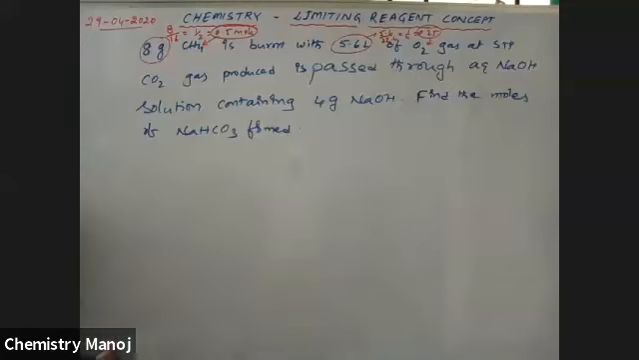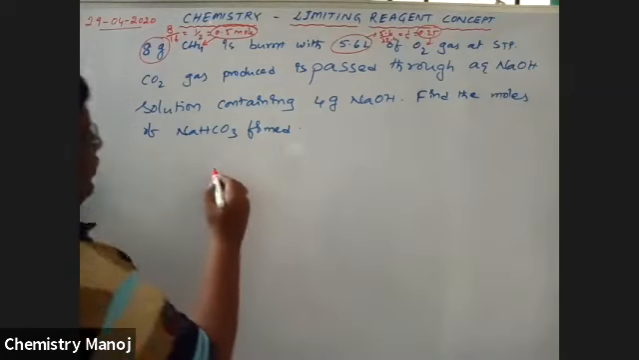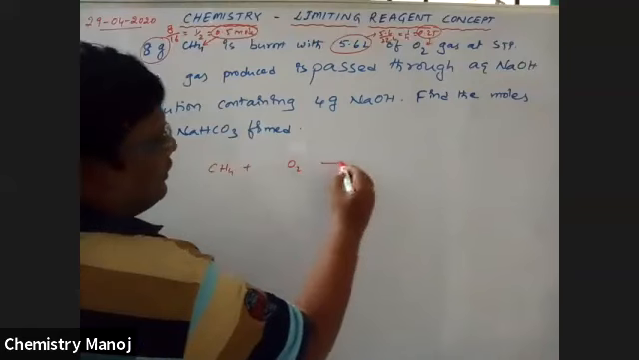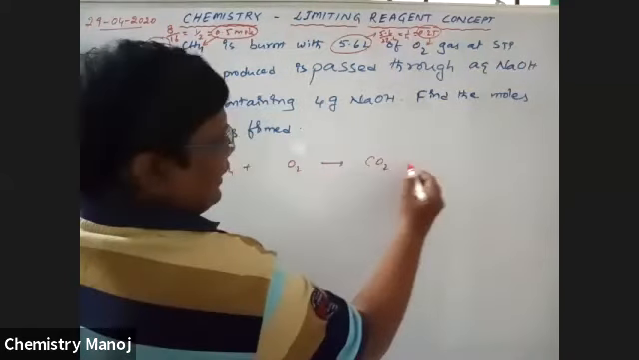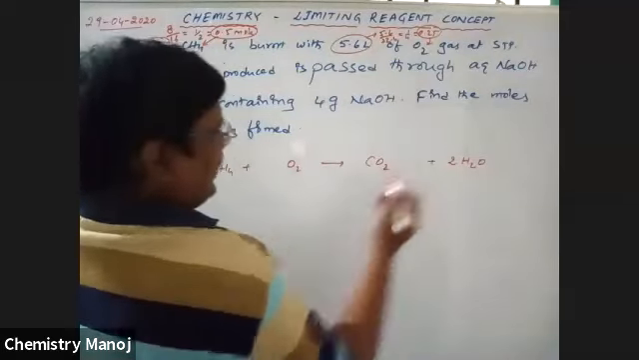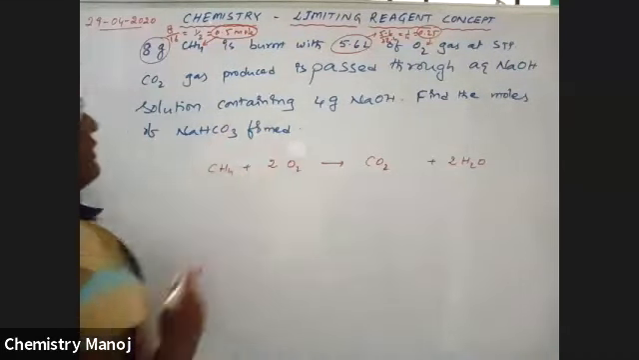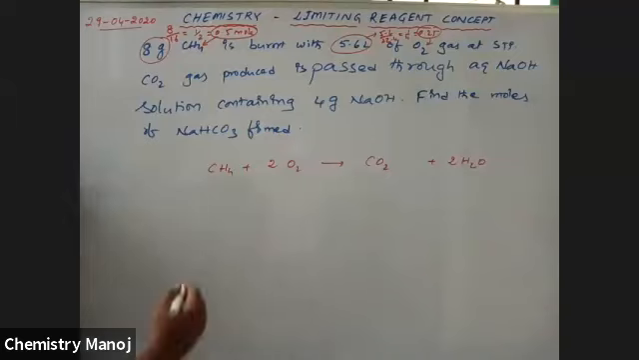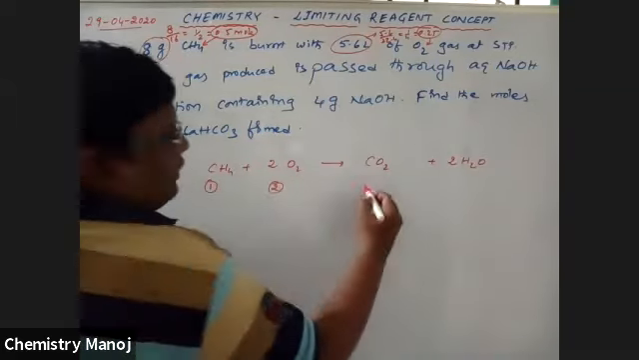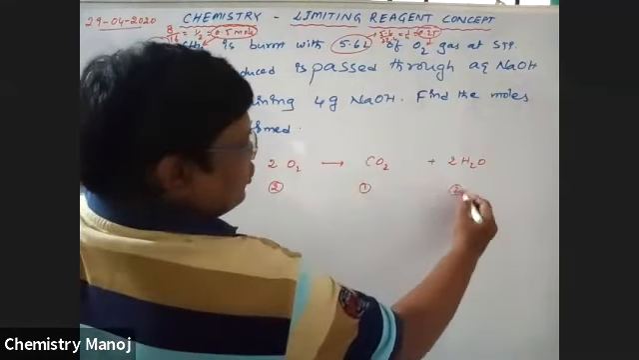So now apply the combustion reaction. No doubt, methane reacts with oxygen, gives carbon dioxide and water. Balance it: 2 moles water, 2 moles oxygen. It is a balanced reaction. As per the balanced equation, 1 mole of this one reacts with 2 moles of this one, and that forms 1 mole CO2. This is 2 moles.